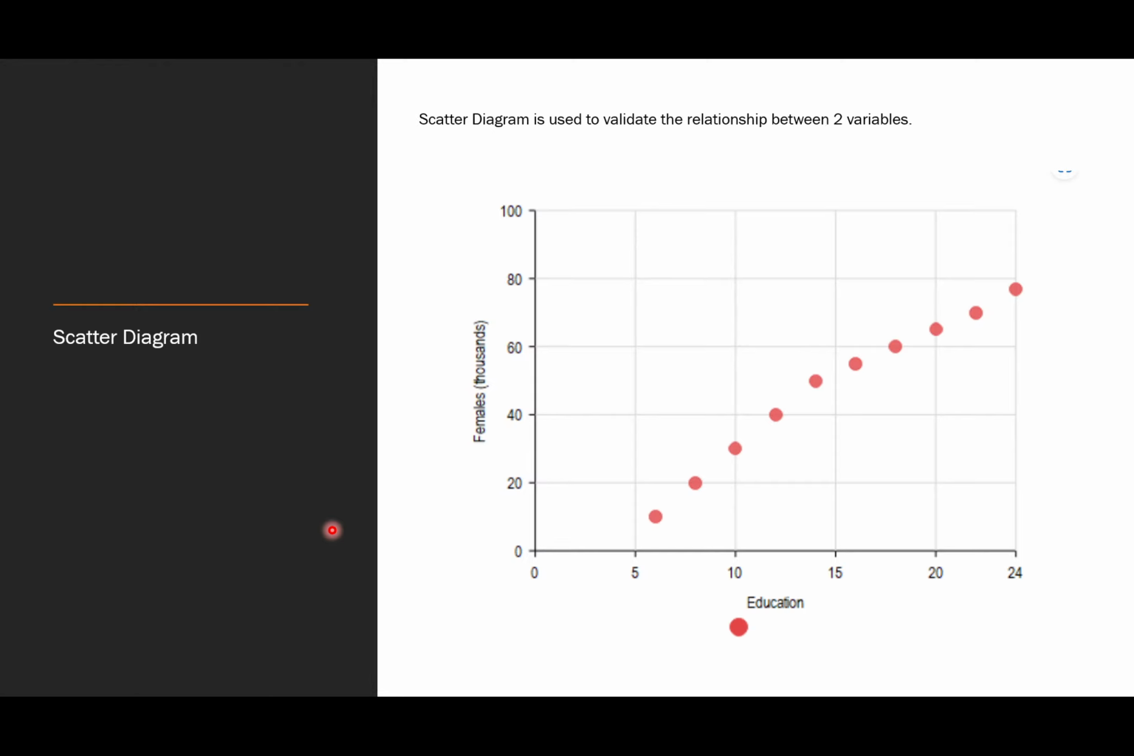While this tool, like I said, is not used the majority of the time, we will still have a session on it and discuss it at length in the upcoming sessions. But just for your reference, this tool is used to validate the relationship between two variables.